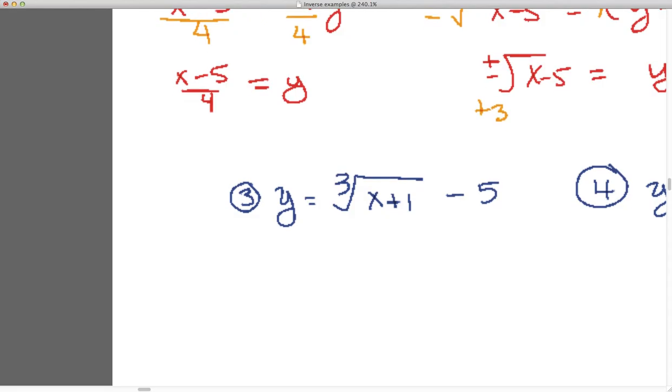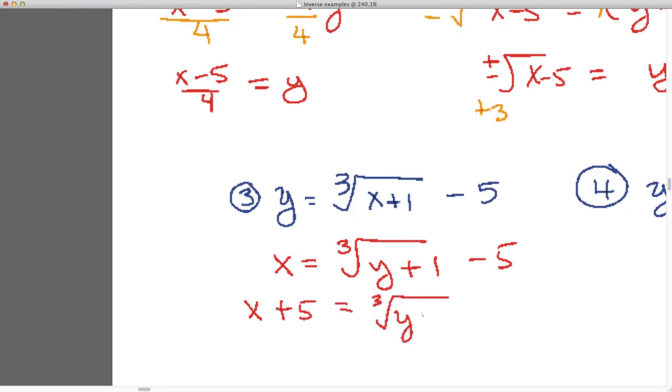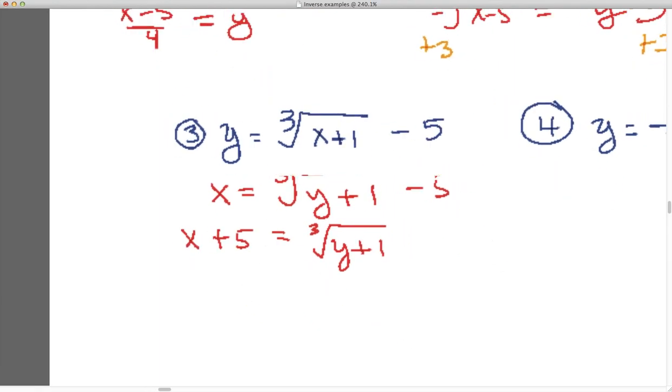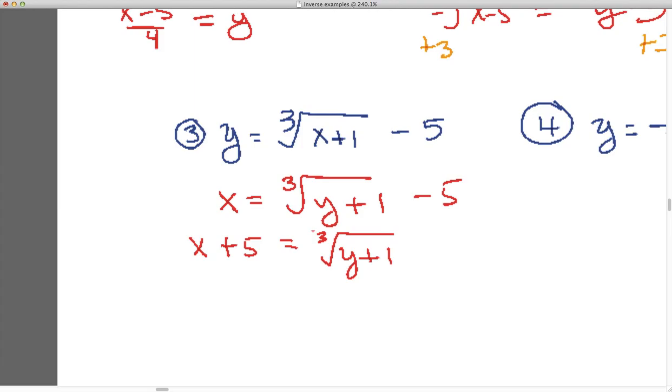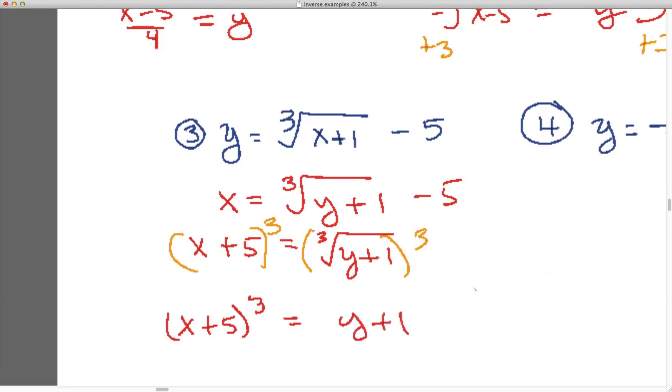Here we have a cube root function. Well, how do we do that? We'll start out the same way. Switch x and y. And then solve for y. The opposite of cube root is cubing both sides. And then subtract that 1. We're all done.